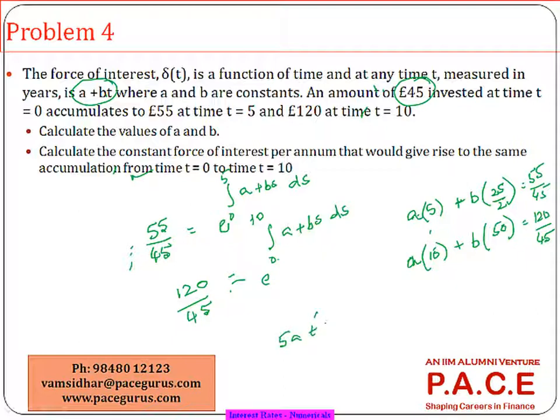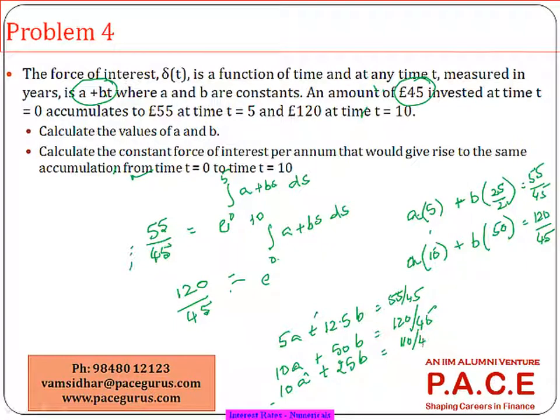5a plus 12.5b is equal to 55 by 45. We can calculate using our calculators. 10a plus 50b is equal to 120 by 45. To solve these simultaneous equations, I'll multiply the first equation by 2, then I can use elimination. Alright, 10a plus 25b is equal to 110 by 45. If I do a subtraction, it works out to 25b equal to 10 by 45, from where b comes out to 10 by 45 into 25. We can find out what the value is.